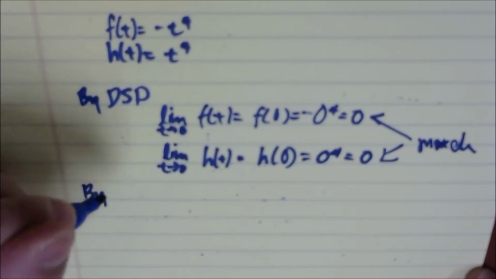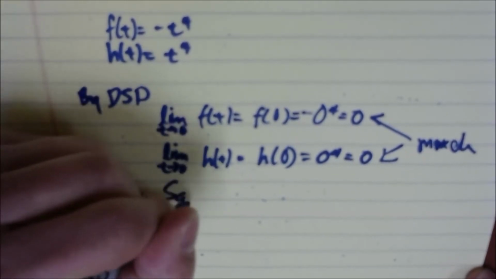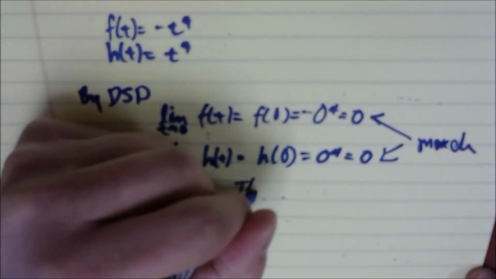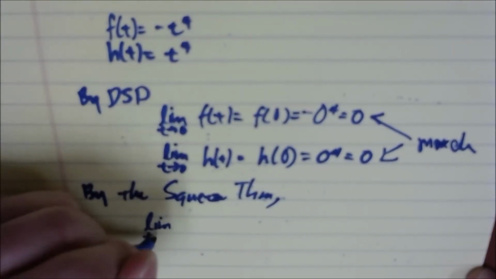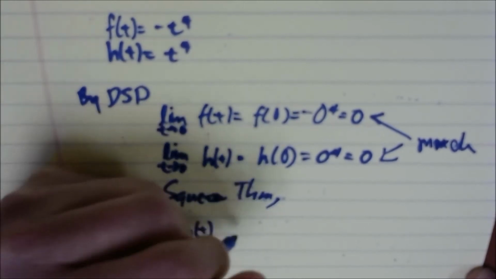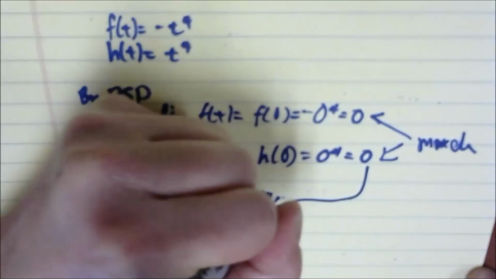Which means now the two requirements for the squeeze theorem have been satisfied. So now we can say by the squeeze theorem, we get this, that the limit as t goes to 0 of g of t is also equal to this number 0. We copy that there.